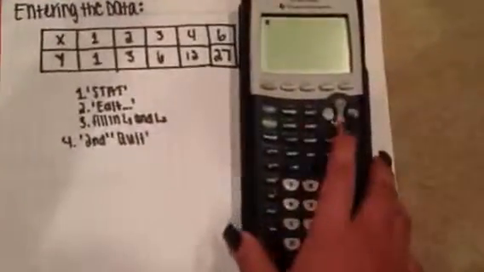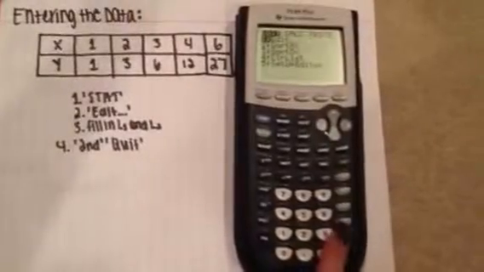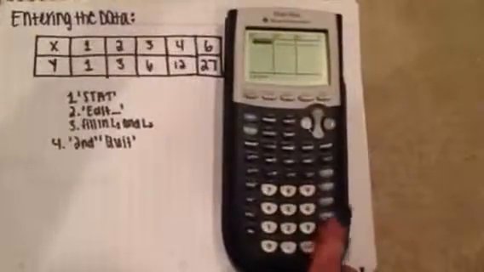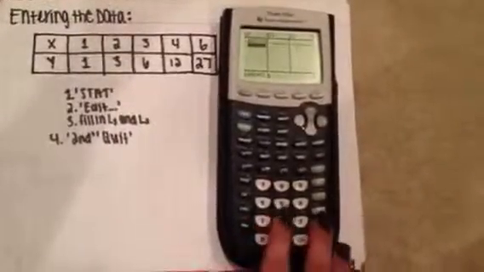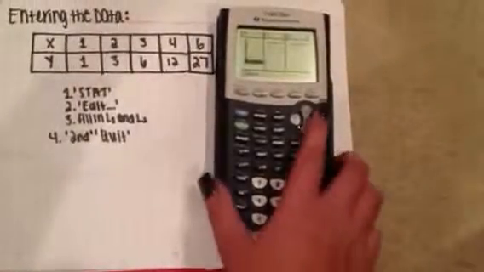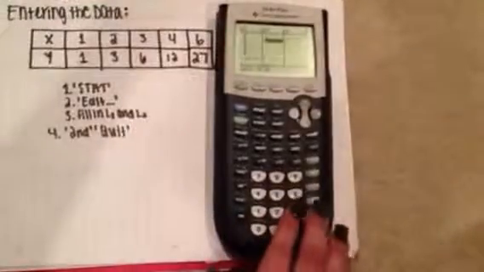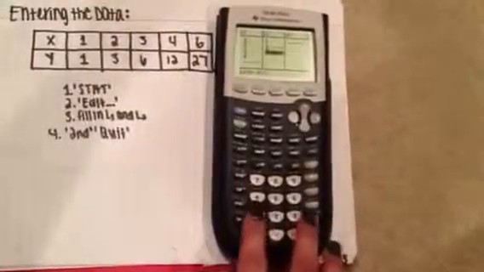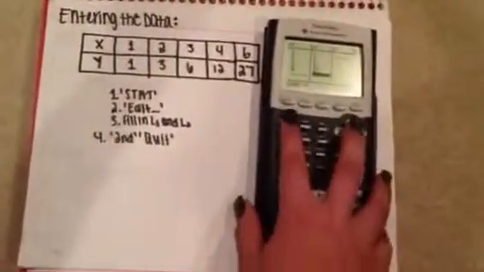Now, in order to enter the data, you first go to the stat function on your calculator and press enter or 1 in order to edit the list, and then you enter all the x values in the list 1, and then scroll over to list 2 and enter all the y values. After that, you hit second quit to go back to the home screen.